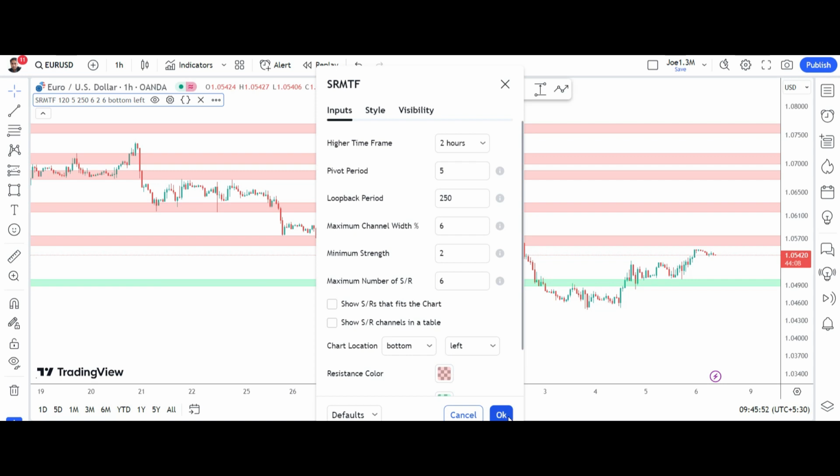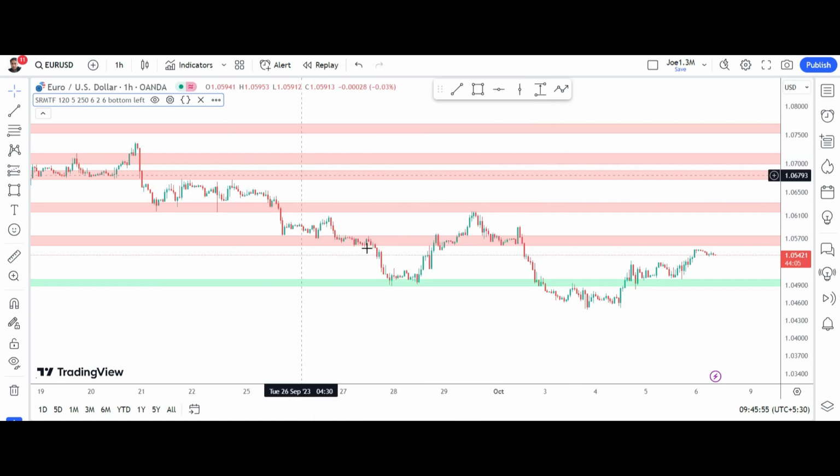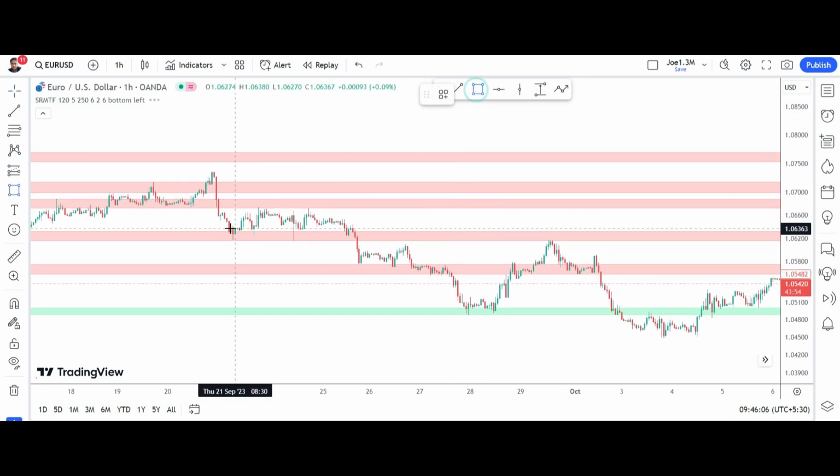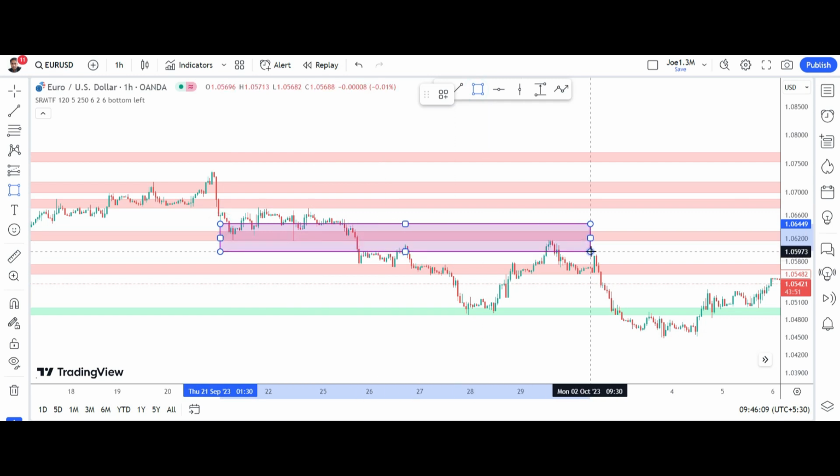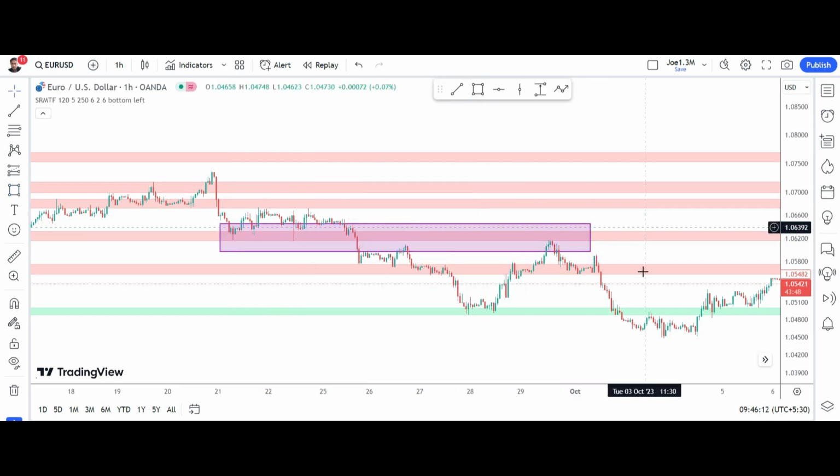Okay, so I removed that, and when I click OK, you can see that the indicator is automatically drawing resistance and support zones. So the zone which I drew earlier was over here, this one over here. And even this indicator is showing this support area and this resistance area over here. So friends, these are two indicators which I promised that I will show you. So I've shown it to you. Use it and make great profits in Forex trading.